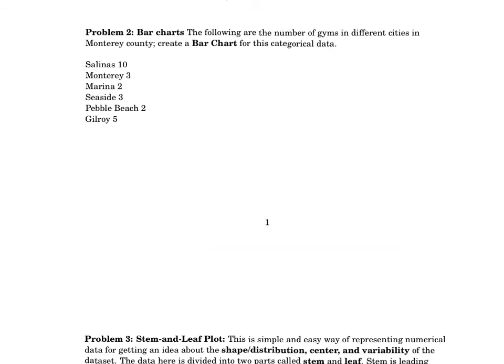Now in this problem you're going to be doing a bar chart. These are categorical data, different numbers of gyms in Salinas. You just have to create the categories and put them along the horizontal line. So Salinas, Monterey, Marina, and so on and so forth. For Salinas you have 10 gyms, so let's say that's your height.